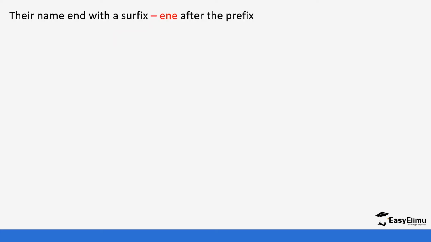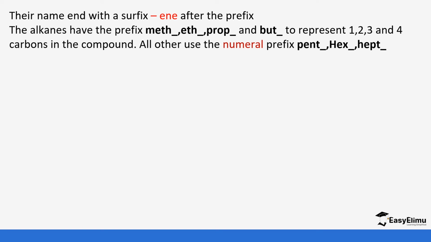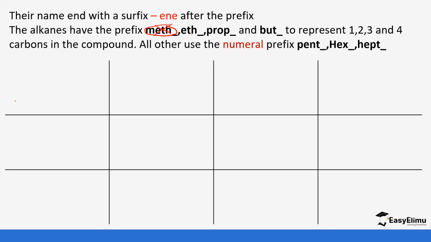So when you are naming, they usually end with the suffix "ene", which is contrary to alkanes where they were ending with the suffix "ane". And then the prefix will be meth, eth, and so on. In this case, you won't have meth. There's no methene. You'll have eth, prop, but, pent, hex, and so on and so forth. So when we write them, remember we said we start with carbon number 2. So it's going to be ethene.